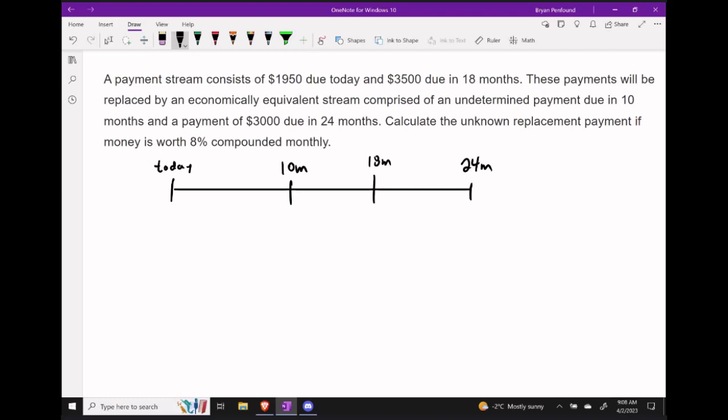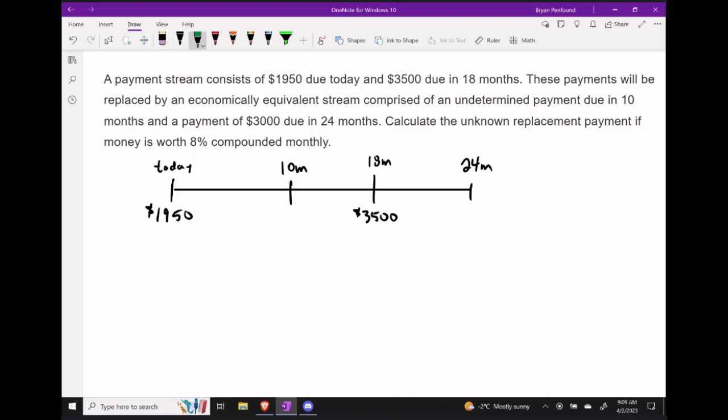What we're going to do is set up a time diagram to help us work through this problem. So I've put our four main dates of interest along the top of our time diagram. Let's go ahead in black and draw out the first payment stream, the one where we had $1,950 due today and $3,500 due 18 months from today.